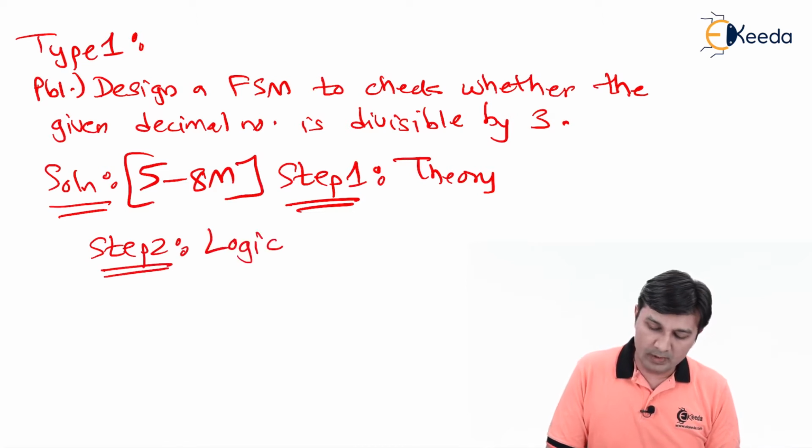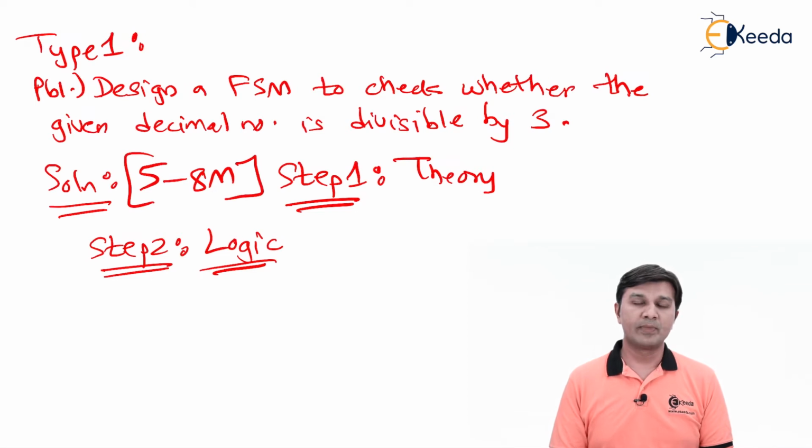Now my step number 2 is a step wherein we decide the logic of the problem. Now when I come to the logic of the problem, the first and foremost thing which comes to mind is to understand the problem. Now what is the problem exactly saying? The problem says design a FSM to check whether a given decimal number is divisible by 3. Now if I am talking of a decimal number, first and foremost thing, what is exactly a decimal number? A decimal number is a number which is formed by picking up any of the digits from 0 to 9. So if I pick up any of the digits from a set of 0 to 9 and form a random number, that number will be called as a decimal number.